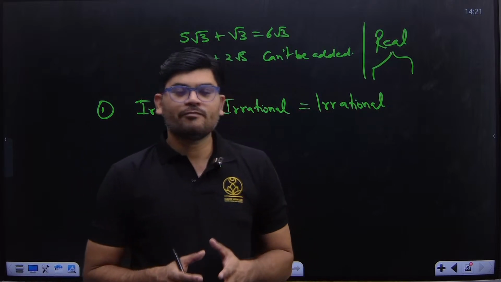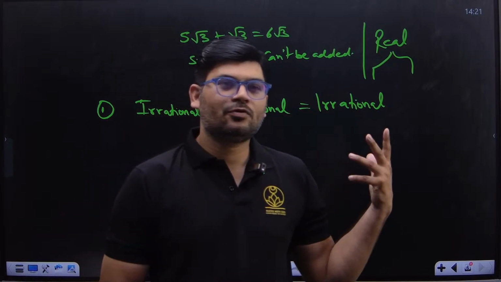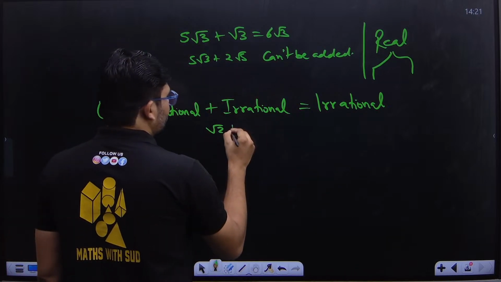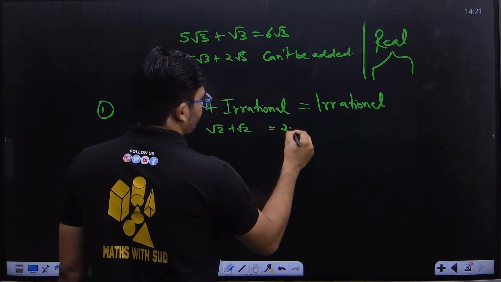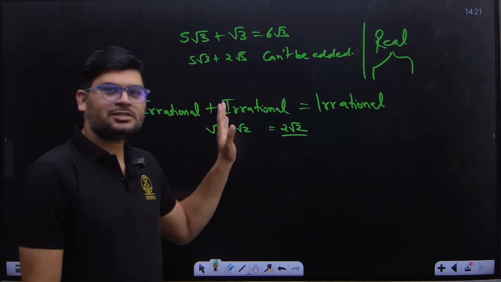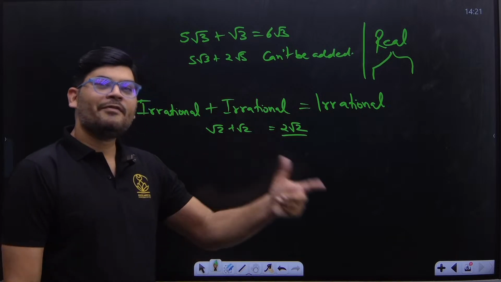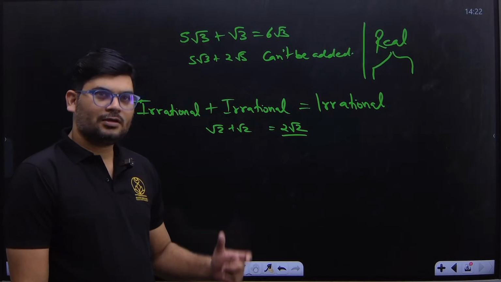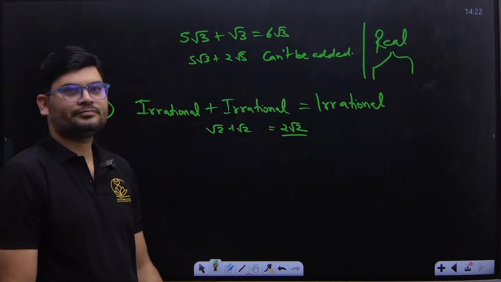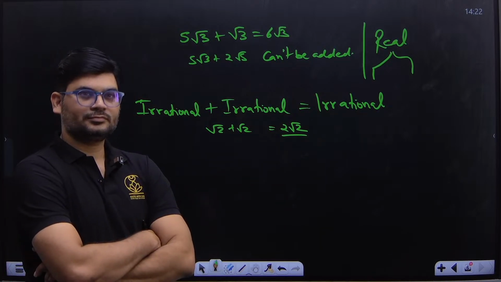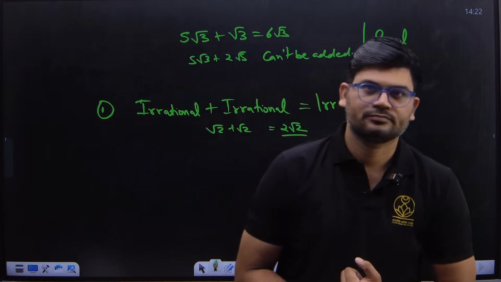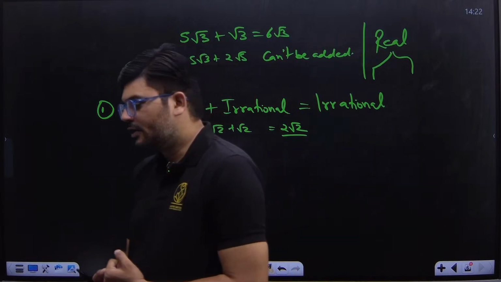No, you should come with the example only. Then tell me. Root 2 plus root 2. Okay, root 2 plus root 2, you are saying the answer is 2 root 2, which is irrational. Okay. Irrational plus irrational is irrational. Okay. Do you have any other example in your mind where I can get the rational part as well? So that when I am adding two numbers, I will get a rational number. Can you tell me any example like that?